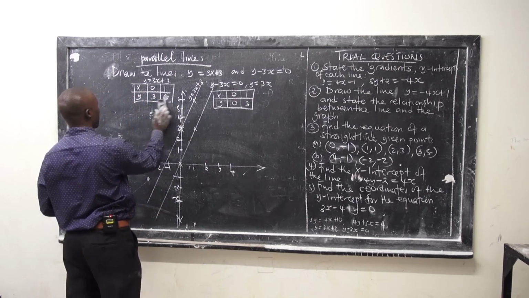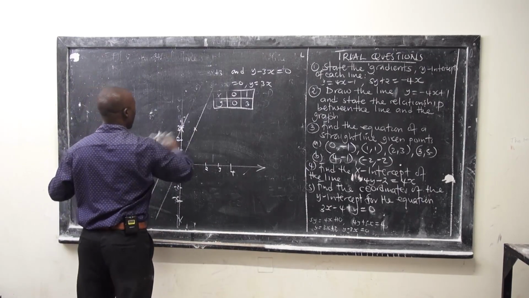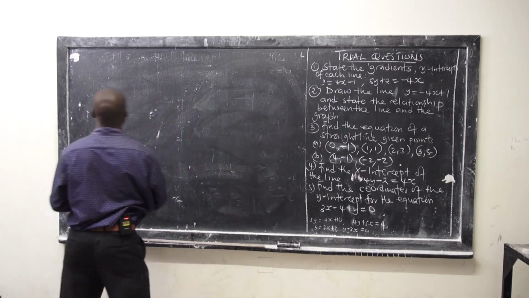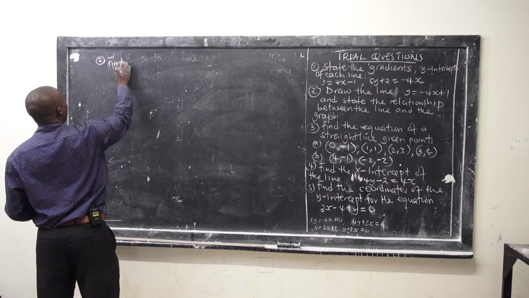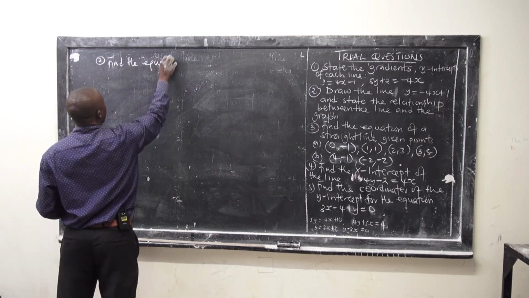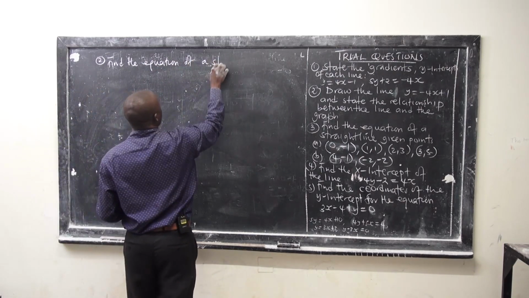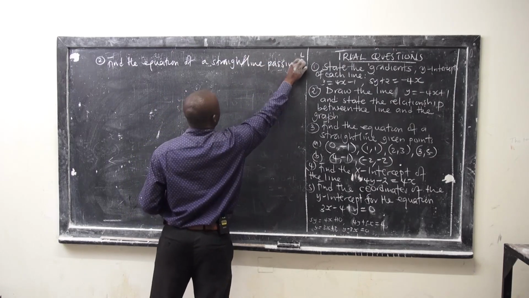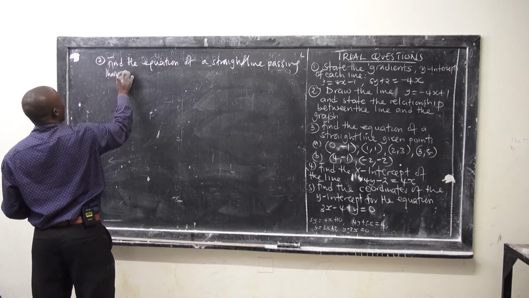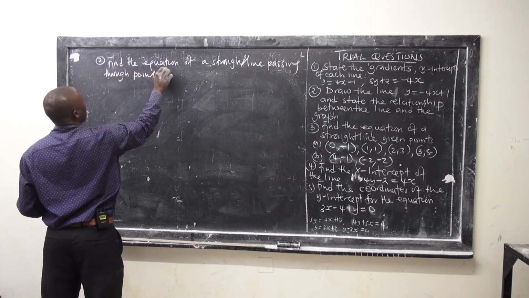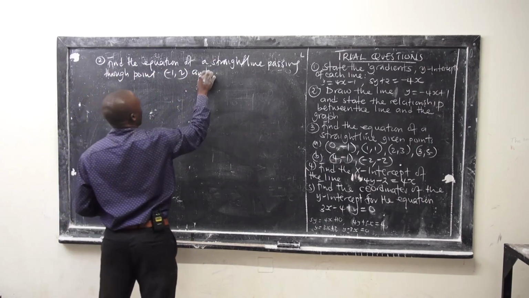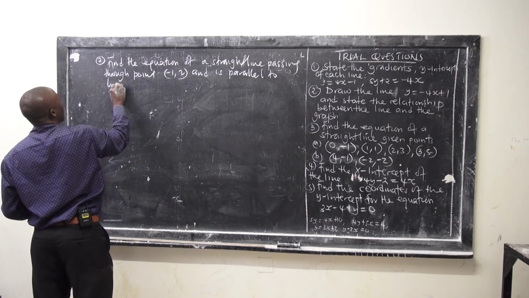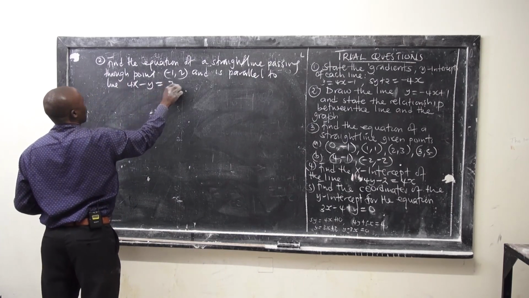Let's now dive into the second number on parallel lines. So we can have number 2: find the equation of a straight line passing through the point (-1, 2), and it's parallel to the line 4x minus y is equal to 2.